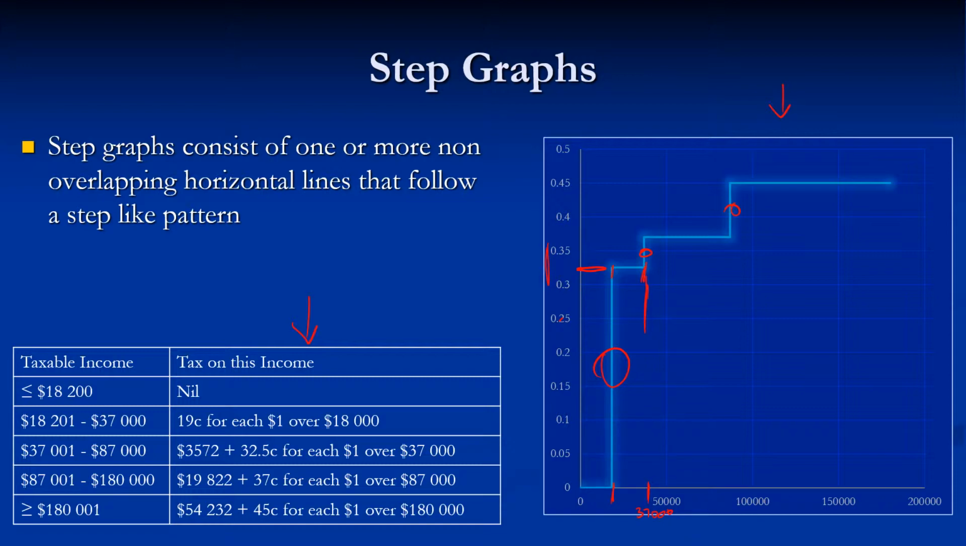Now if we have a look at the next tax bracket, what do we read across? That should be 0.37 as indicated here. So that's the next step on this step graph. Finally, we've got 45 cents for every dollar over 180,000. So you can see the next step here, and that would be $80,000 here for this step where that becomes important.